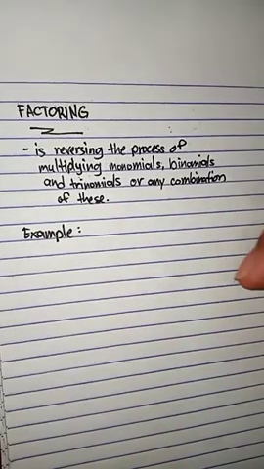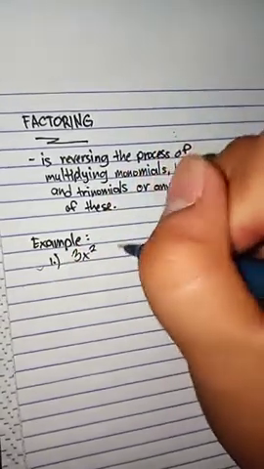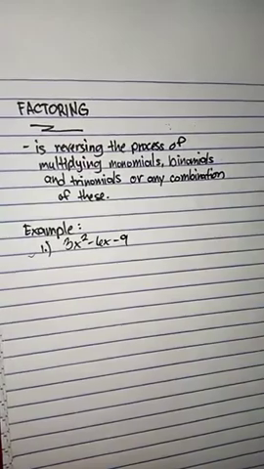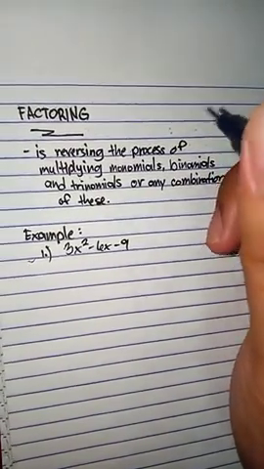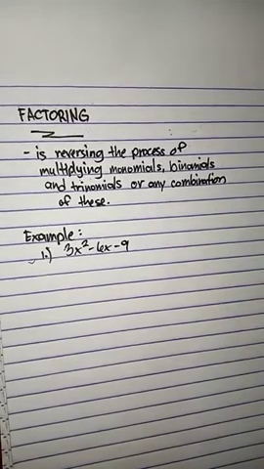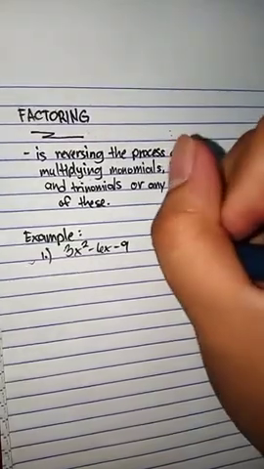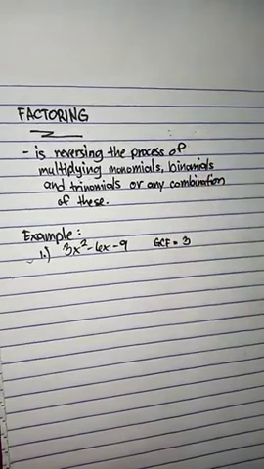So we have here our first example: 3x squared minus 6x minus 9. First, we have to get its greatest common factor. We all know how to get the greatest common factor or any common factor. So in this example, the GCF is equal to 3.